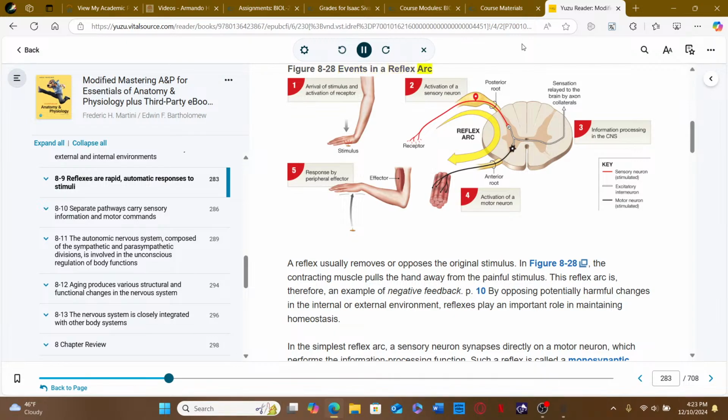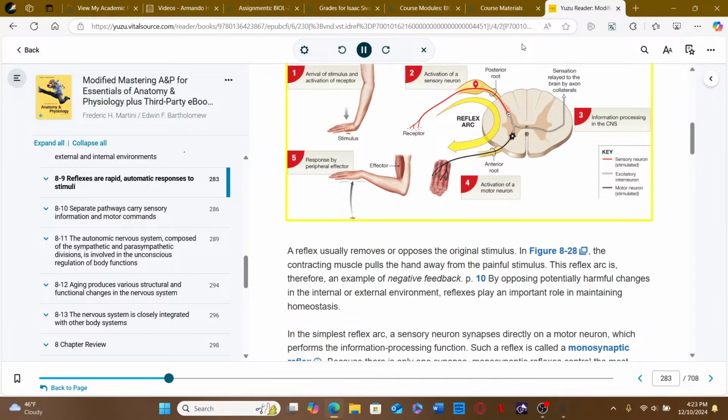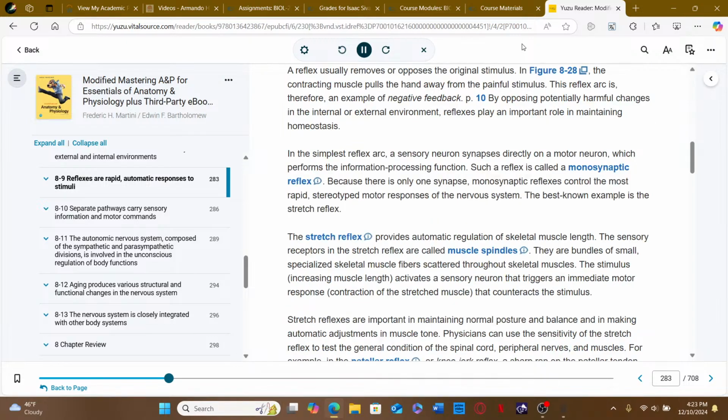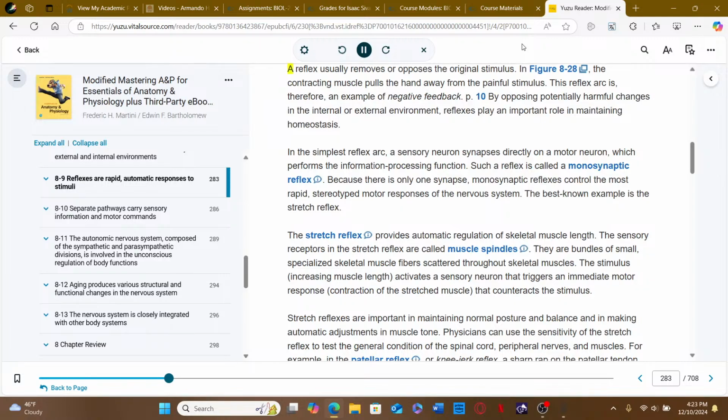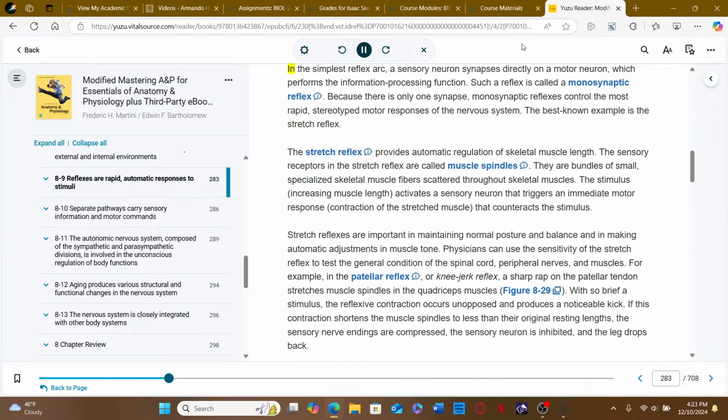Figure 8-28 events in a reflex arc. The 5 steps that occur in a reflex arc. Figure 8-28 full alternative text. A reflex usually removes or opposes the original stimulus. In Figure 8-28, the contracting muscle pulls the hand away from the painful stimulus. This reflex arc is, therefore, an example of negative feedback. By opposing potentially harmful changes in the internal or external environment, reflexes play an important role in maintaining homeostasis.